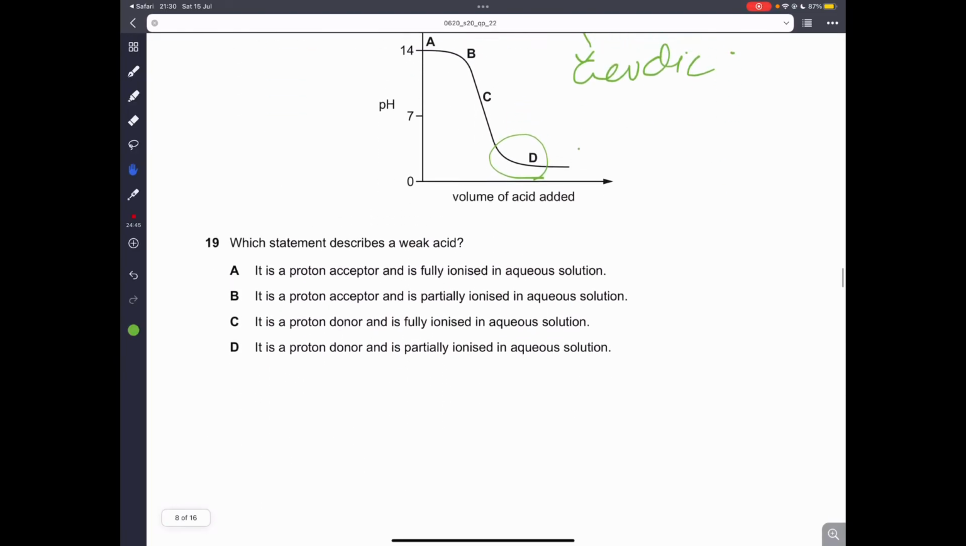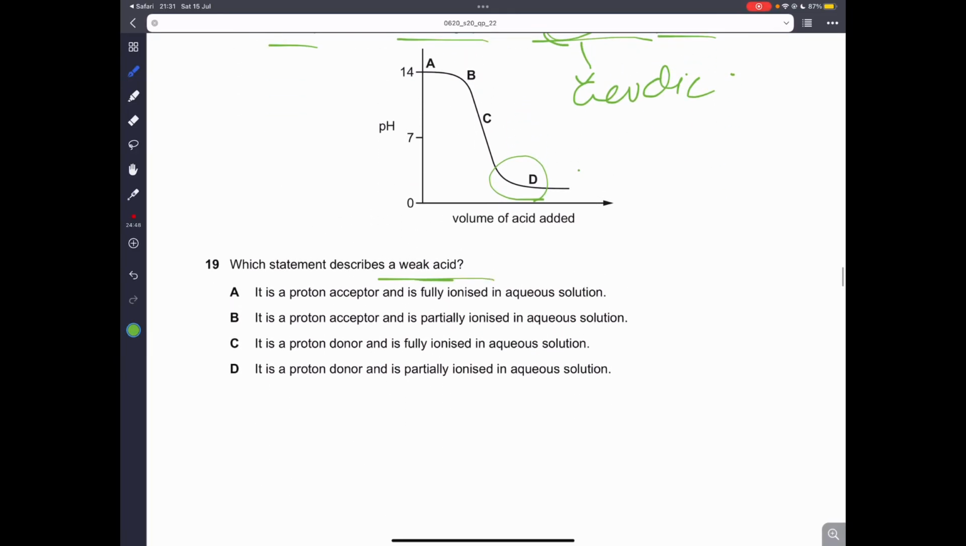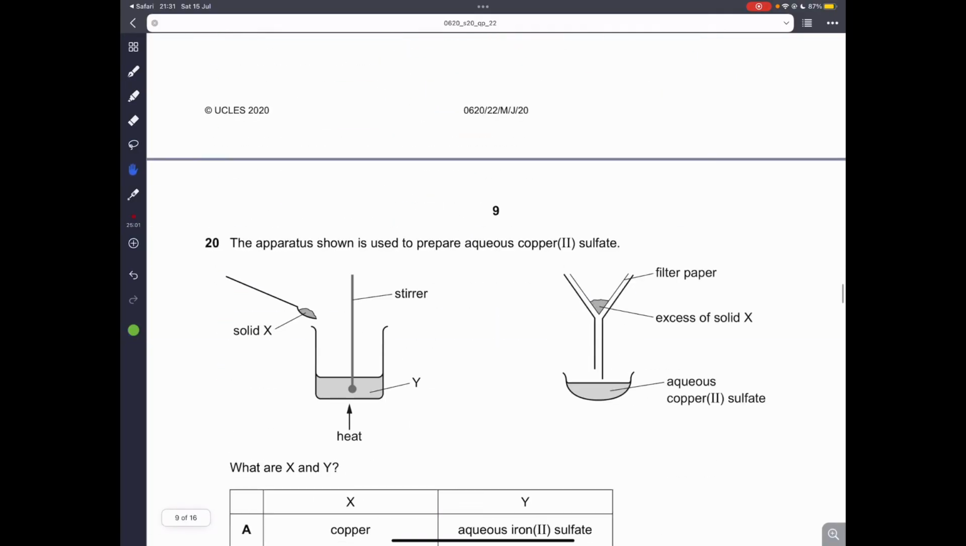Okay, question 19. Which statement describes a weak acid? Now you have to memorize the meaning of weak acid and strong acid. A weak acid is a proton donor. It is partially ionized in aqueous solution.